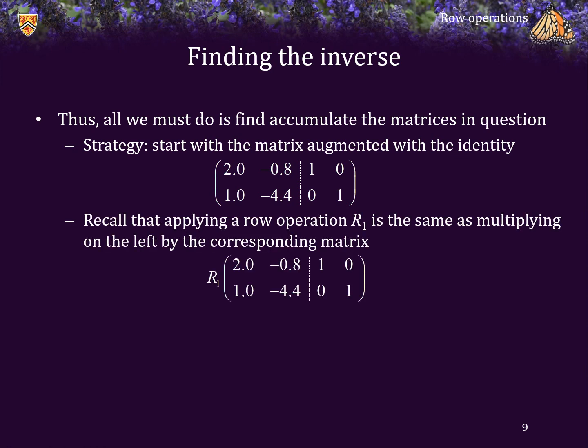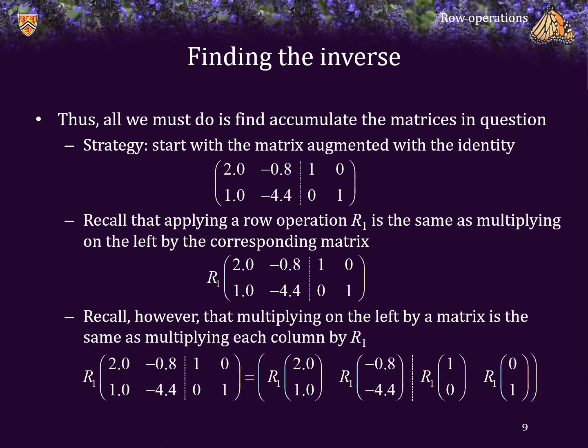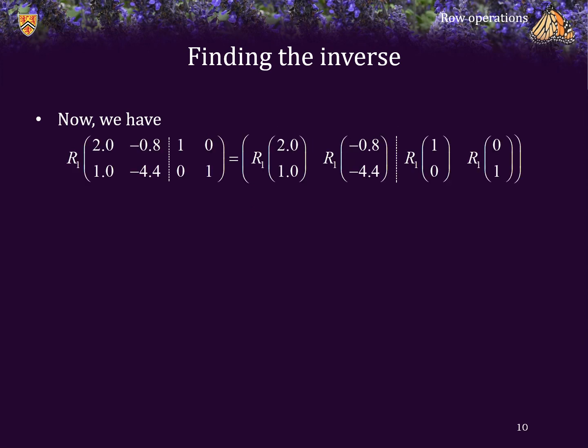Now recall that applying a row operation onto a matrix is the same as multiplying that matrix on the left by the corresponding row operation matrix. But recall, however, that multiplying on the left by a matrix is the same as multiplying each column of the matrix by that matrix R1. All right, so now R1 times that augmented matrix is simply the matrix on the right.